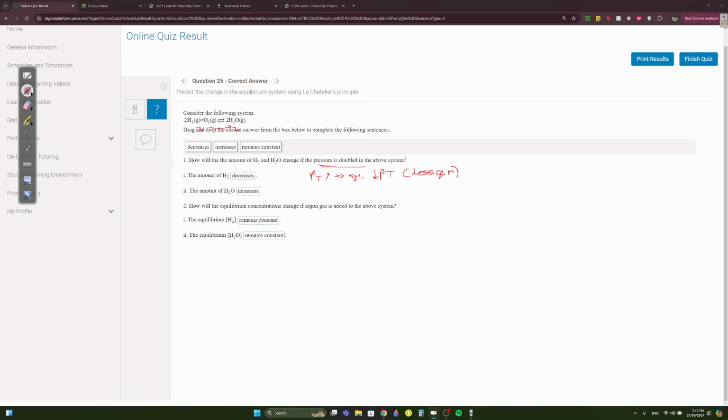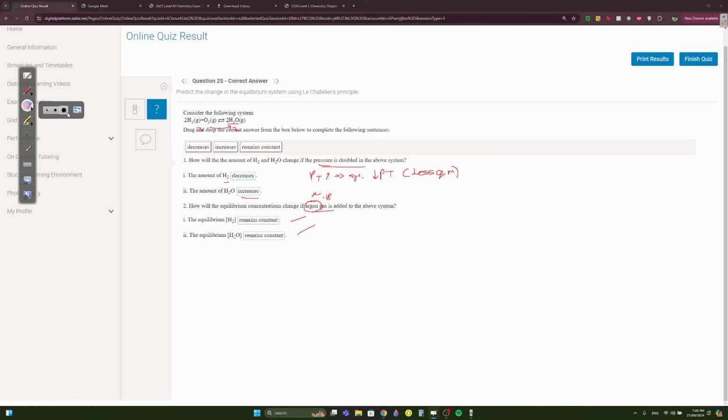So you're going to move forward, right? If you're going to move forward, what's going to happen to H2? Decrease. What's going to happen to H2O? Definitely increase. Okay, if you add argon, for those of you who don't know, argon is a noble gas or inert gas. If you add a noble gas, it remains constant.